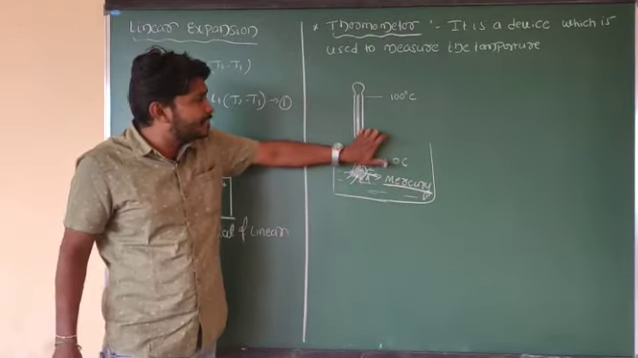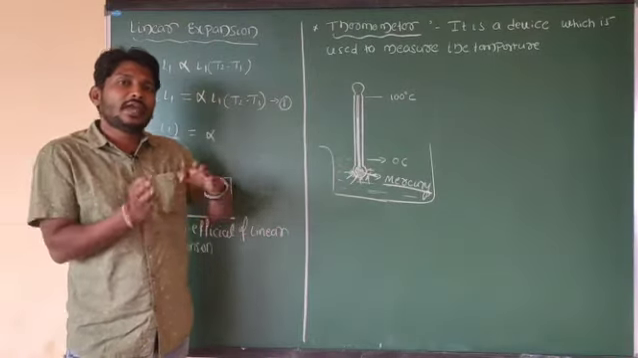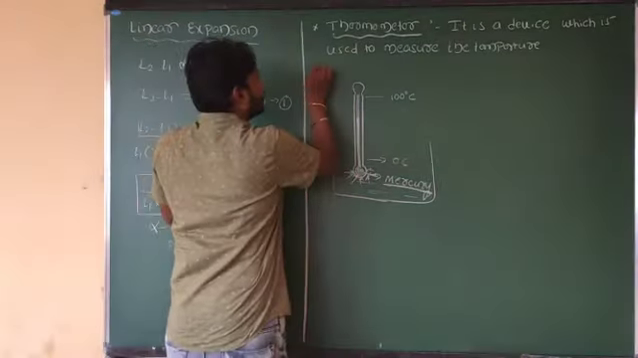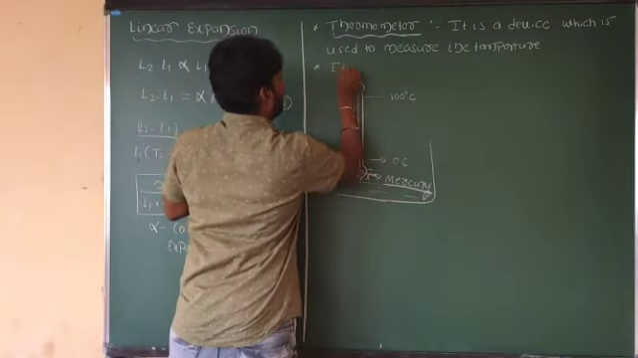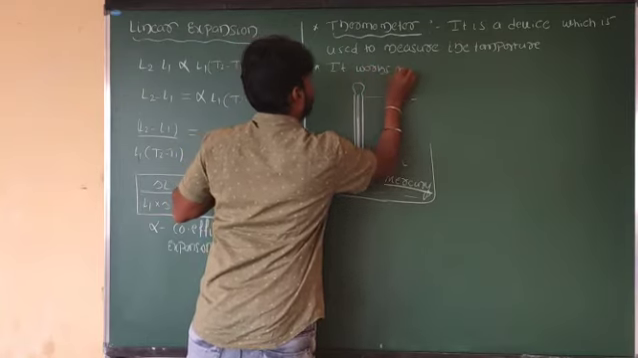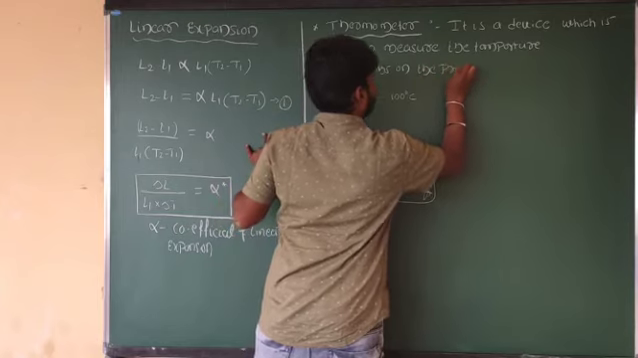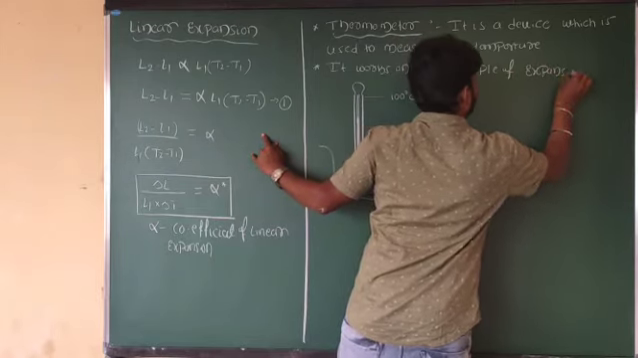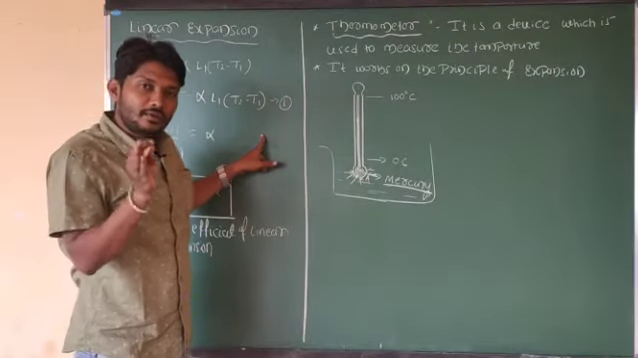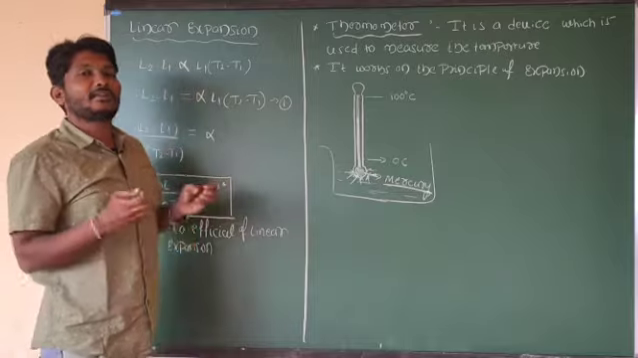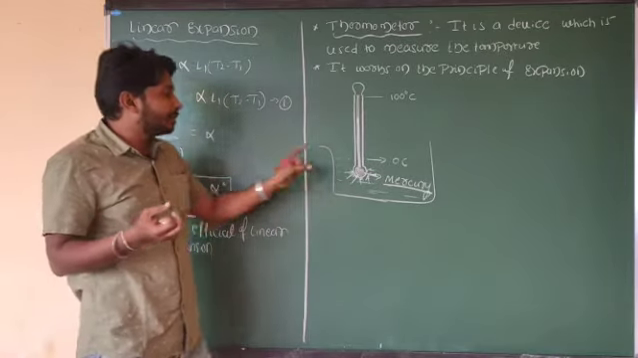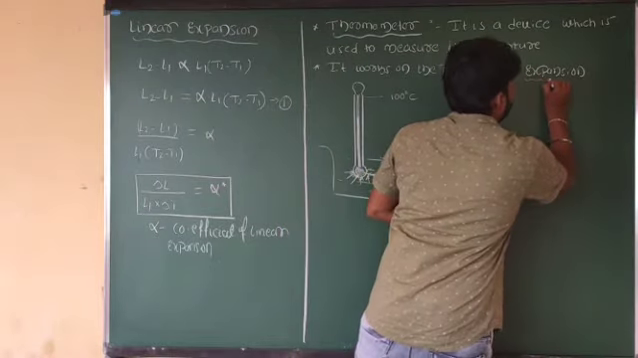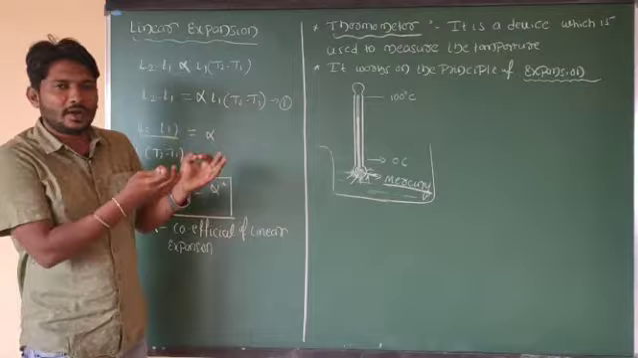On which principle does the thermometer work here? That means on which principle does this thermometer work? The thermometer works on the principle of expansion. Whenever heat is provided to any material, that material expands, and on that principle the thermometer works. So the thermometer works on the principle of expansion of the material. Hope you understand these things.